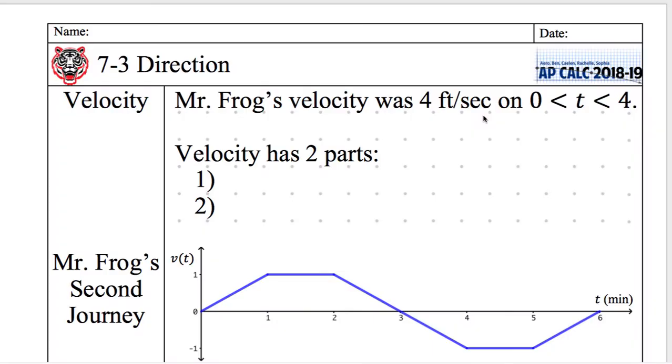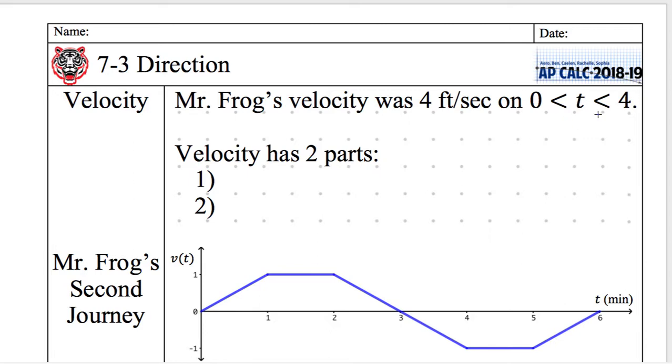Calculus! This is AP Calculus Lesson 7-3. We are talking about direction today. Let's talk about velocity. In my example, I have Mr. Frog, who's super cool. He is going to be moving at 4 feet per second.